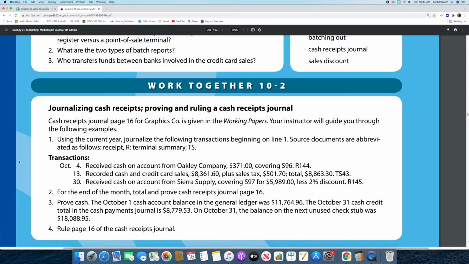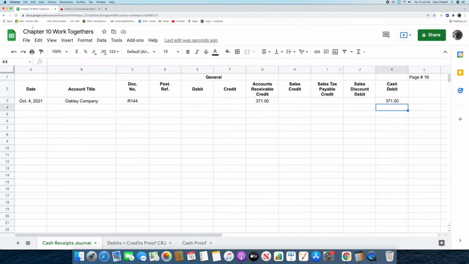Okay, so that was the first transaction. This next transaction reads, on October 13th, recorded cash and credit card sales, $8,361.60, plus sales tax, $501.70, total $8,863.30, terminal summary number 43. Alright, so for this transaction, again, the first thing that we're going to do is put in the date, which is October 13th, in the date column.